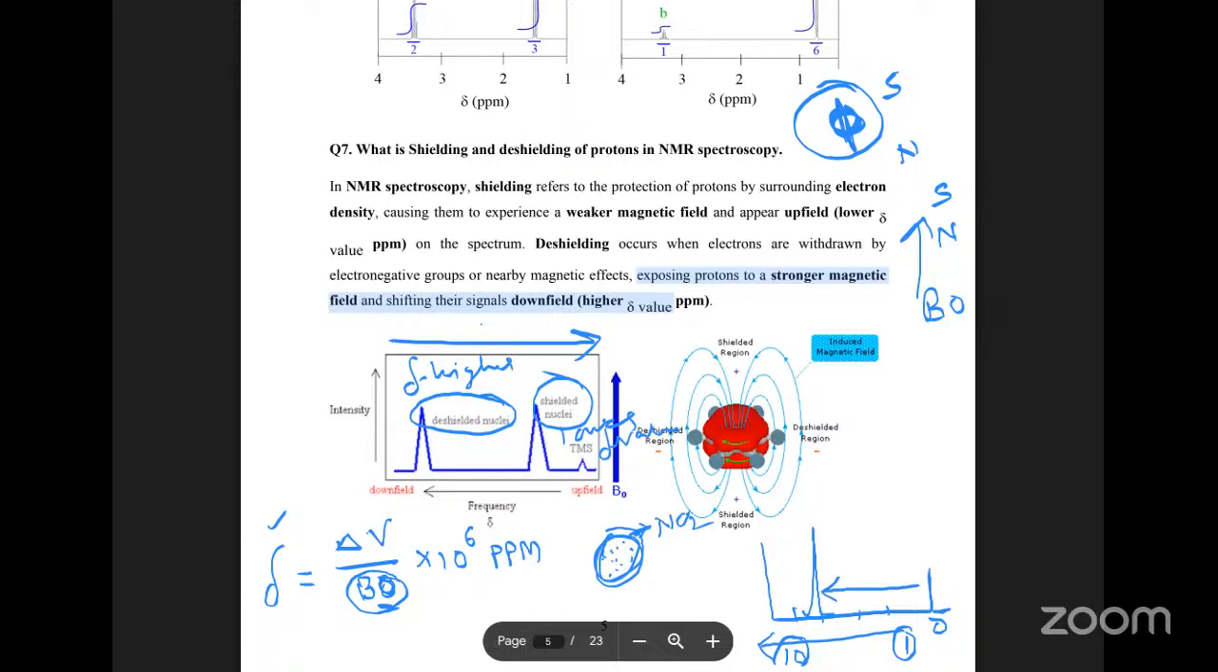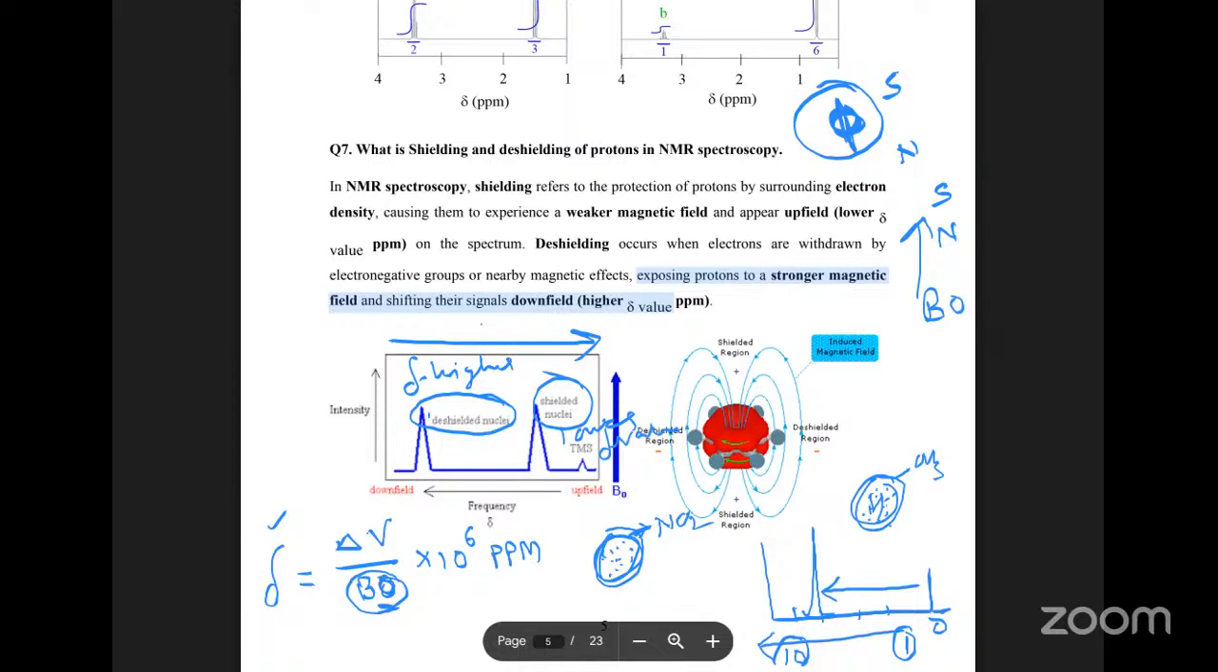So in that case, such nuclei are considered to be deshielded. And those nuclei which have electrons but the group attached does not affect them, like CH3, which does not withdraw any electrons, such protons go towards 0. That means they are shielded. So an electron withdrawing group causes the shielding and deshielding effect.